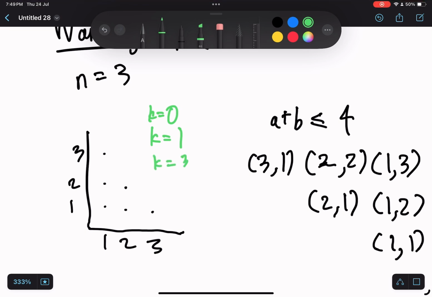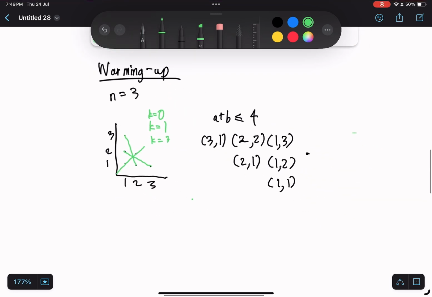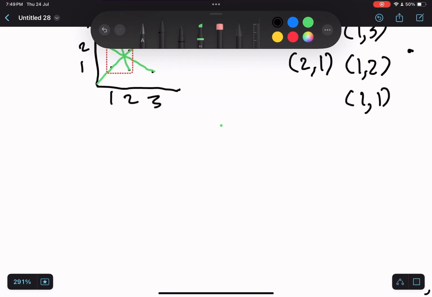For k equals 3, we have this possible configuration. Why k can't be equal to 2, we'll explain later. This is just warming up. And now we are done with warming up. Let us get into the proof-based analysis for this problem.